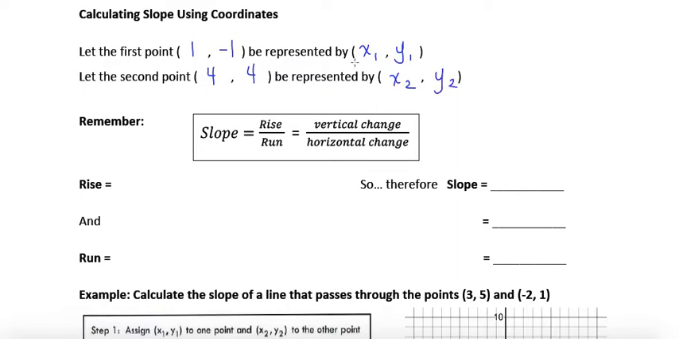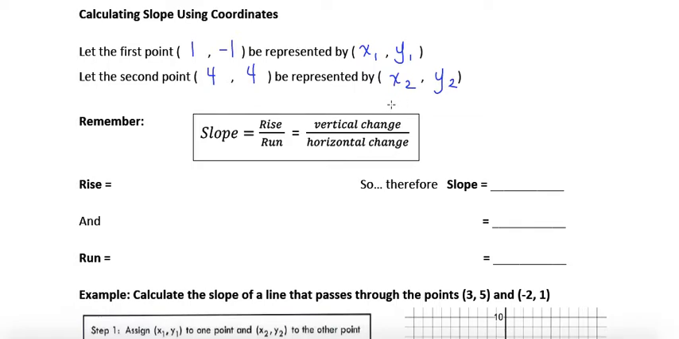So I'm just identifying which is point 1 and which is point 2. If you wrote these in the opposite direction, and you labeled 4, 4 as x1, y1, and 1, -1 as x2, y2, you would get the same slope regardless, okay? So don't be too alarmed if you mix up the order of your coordinates.